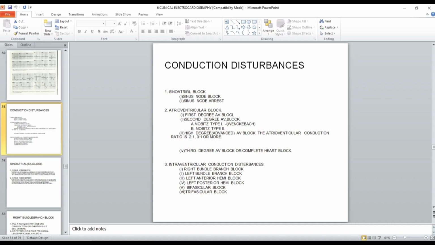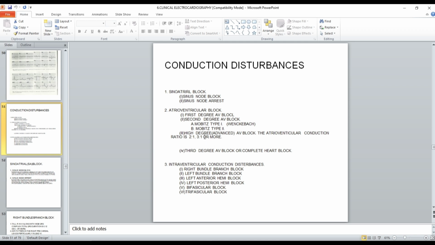Second degree heart block can be Mobitz 1 and Mobitz 2. Mobitz 1, which is also known as the Wenckebach phenomenon, is a block in which the PR interval goes on increasing gradually till a complex is dropped, and this cycle is repeated again and again. In Mobitz 2, with normal PQRS complexes, all of a sudden we find that a P wave is not followed by a QRS complex.